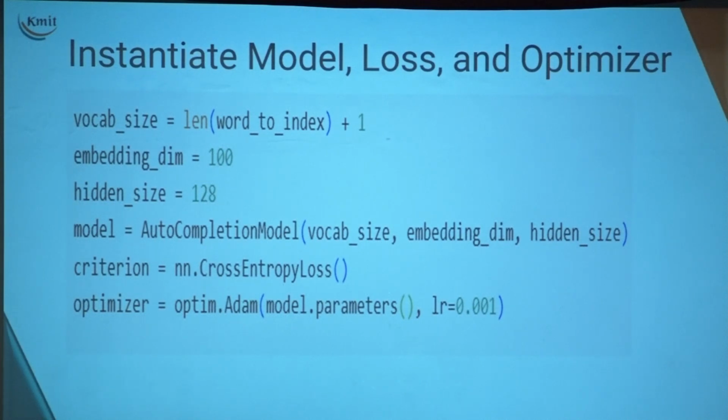I have to fix my loss function here, wherein I am choosing cross entropy loss, because you are choosing one word out of multiple. And then you will be using an optimizer.